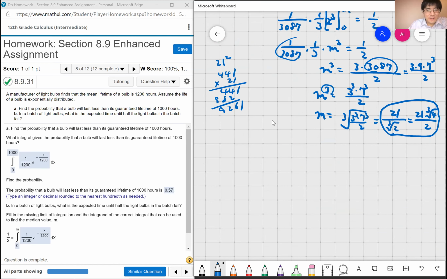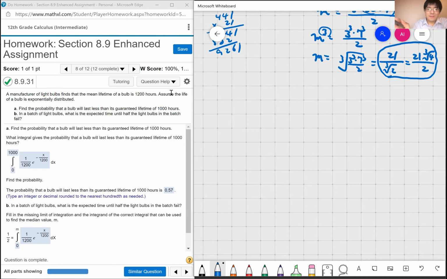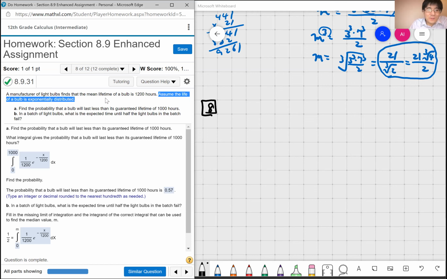Okay, number 8. Now we're going to have an exponentially decreasing probability density function problem. A manufacturer of light bulbs finds that the mean lifetime of a bulb is 1,200 hours. Assume the life of a bulb is exponentially distributed. So this part, it says to assume the life is exponentially distributed.